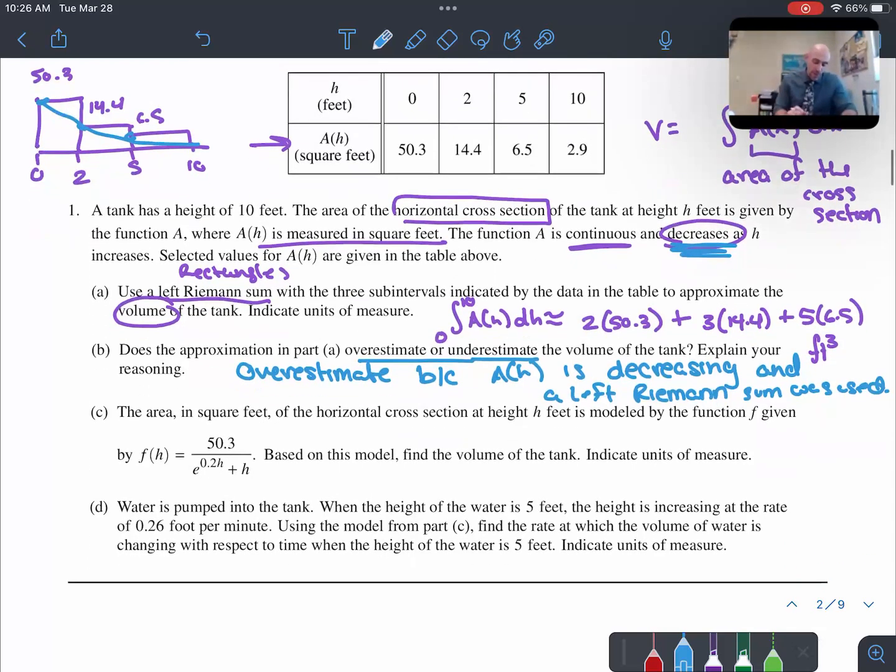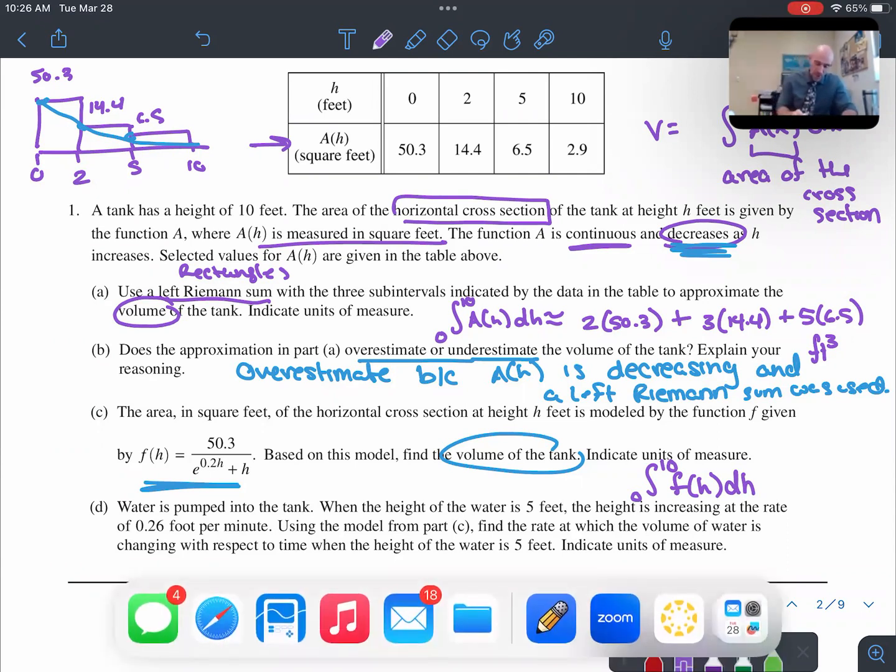Now, part C switches away from the table. It says the area in square feet of the horizontal cross section at height h feet is modeled by a new function, given to us by this f of h. Based on this model, find the volume of the tank. It's actually the exact same situation as our part A. The only difference is now we actually have a function for that cross-sectional area. So I'm going to do the same thing that I did for part A. I'm going to set up an integral from 0 to 10 of this f of h dh. Because it's a calculator question, I'm going to go right to my calculator.